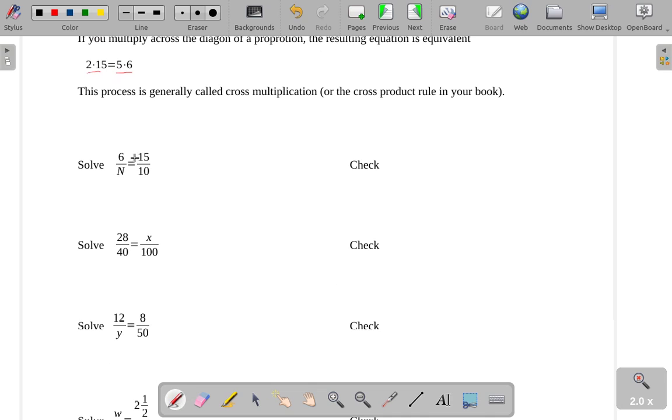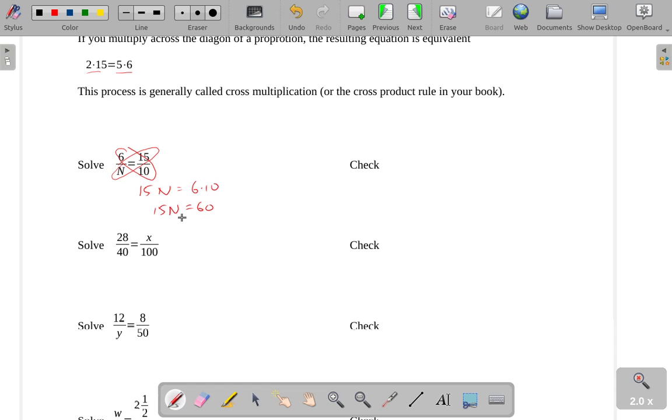So if we wanted to solve something like this, if we have 6 over n equals 15 over 10, basically this is asking us to figure out what n has to be in order for these two fractions to be equal. It's harder to think about in terms of fractions, but in terms of proportions, we have two fractions being equal, then we know the product of these, n times 15, or 15n, I'm choosing to write it in this order, must be equal to the product of these, which is 6 times 10. So we get 15n equals 60.